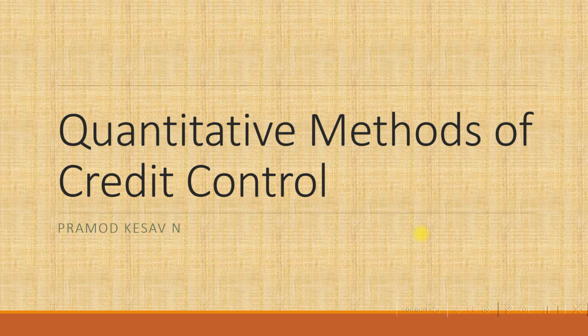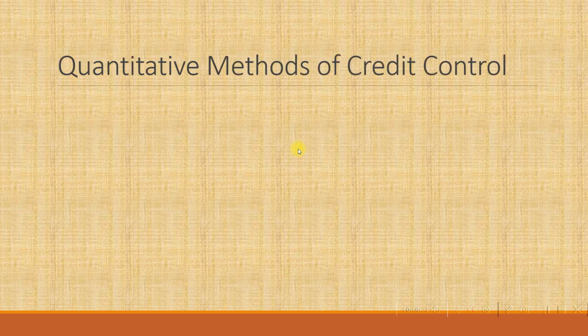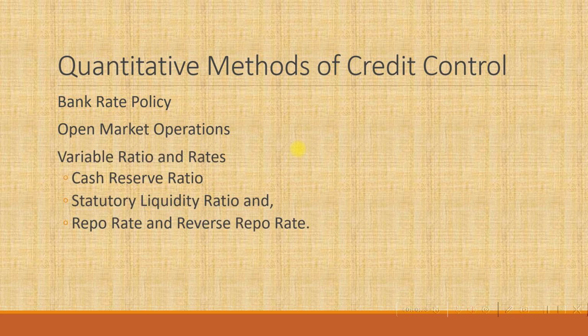Quantitative methods of credit control. So in this lesson, we'll go through the quantitative method of credit control, which is one method of credit control, the other being qualitative. So in this section, we will take a look at quantitative methods of credit control. Here we take a look at what is bank rate policy, open market operations, and variable ratios and rates.